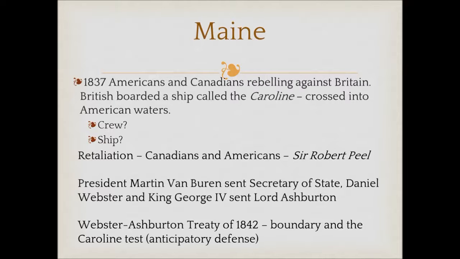And so the treaty that came out of it is named for them, Webster Ashburton Treaty of 1842, and it set that boundary of exactly where Maine is, and I'll show you that in a picture in a minute.